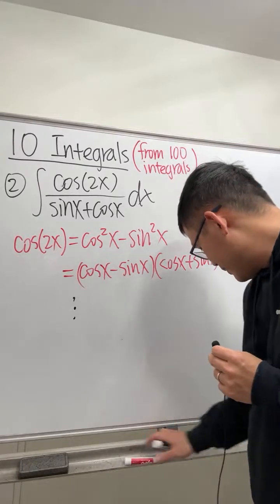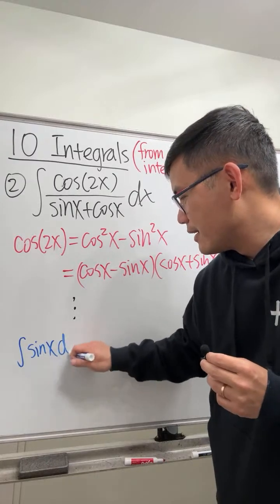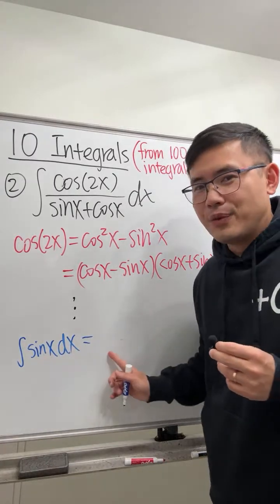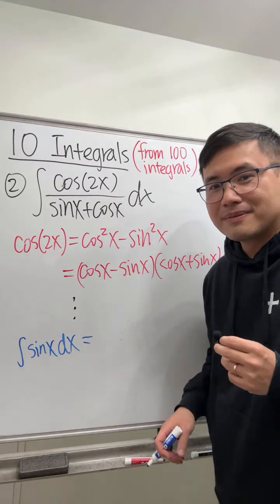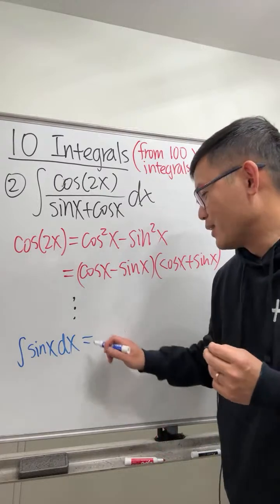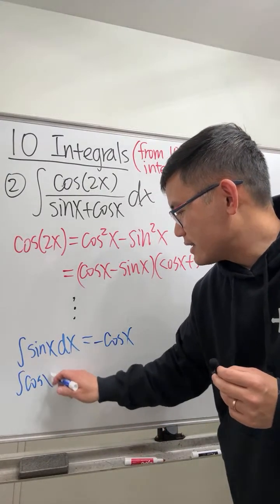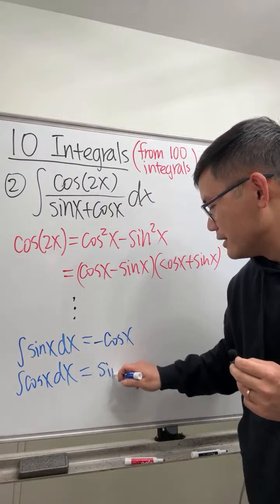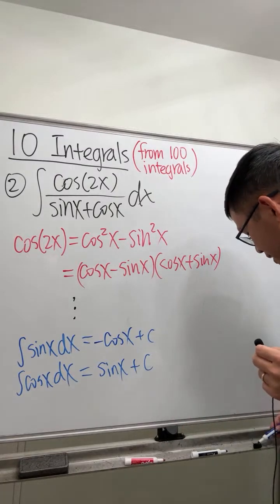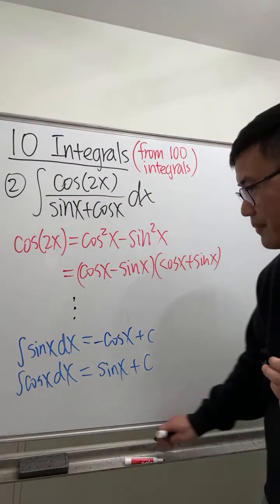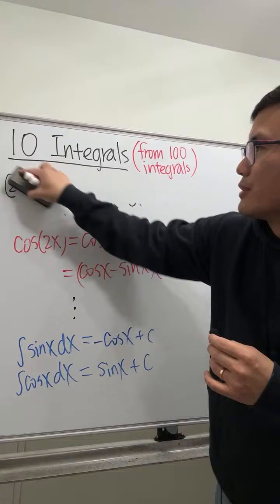By the way though, I would like to remind you guys, when you are integrating sine x, this is just a nice reminder, what's the answer for the integral of sine x? What's the integral of just sine x? Negative cosine x, right? And then if you integrate cosine x dx, this right here gives you sine x. So of course, don't mix up the sign right here, positive or negative. So that's number 2. Okay, nice and straightforward if you know the double angle identity for cosine.